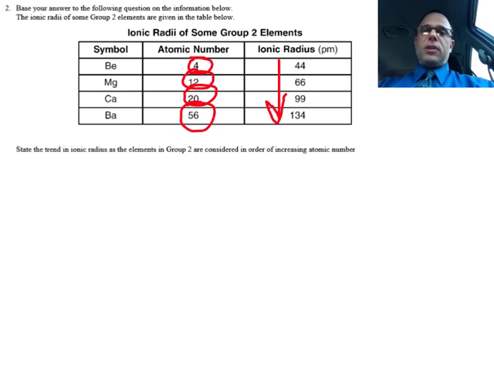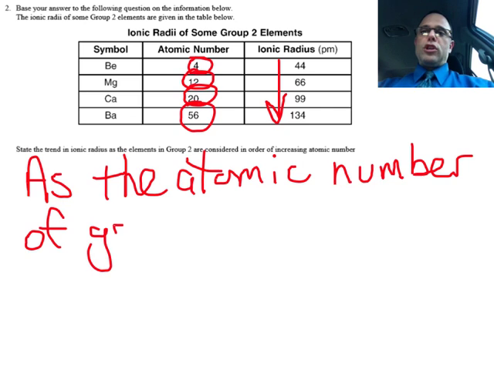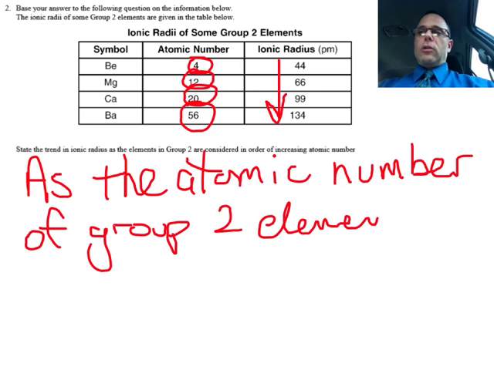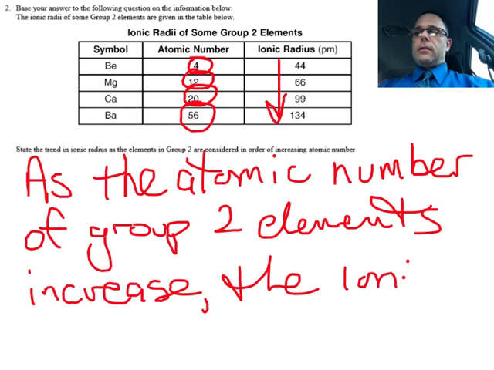So, as a complete sentence: as the atomic number of group 2 elements increases, the ionic radius increases.